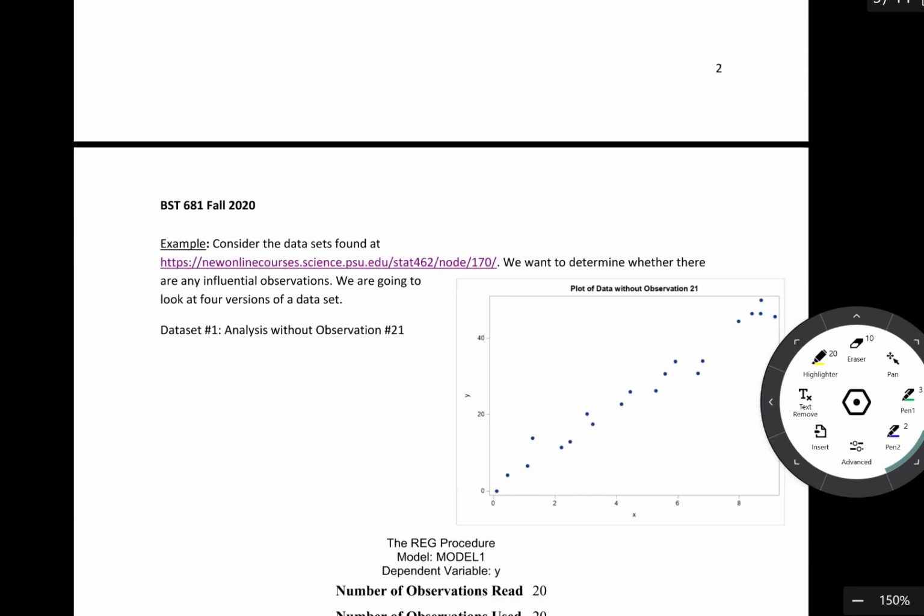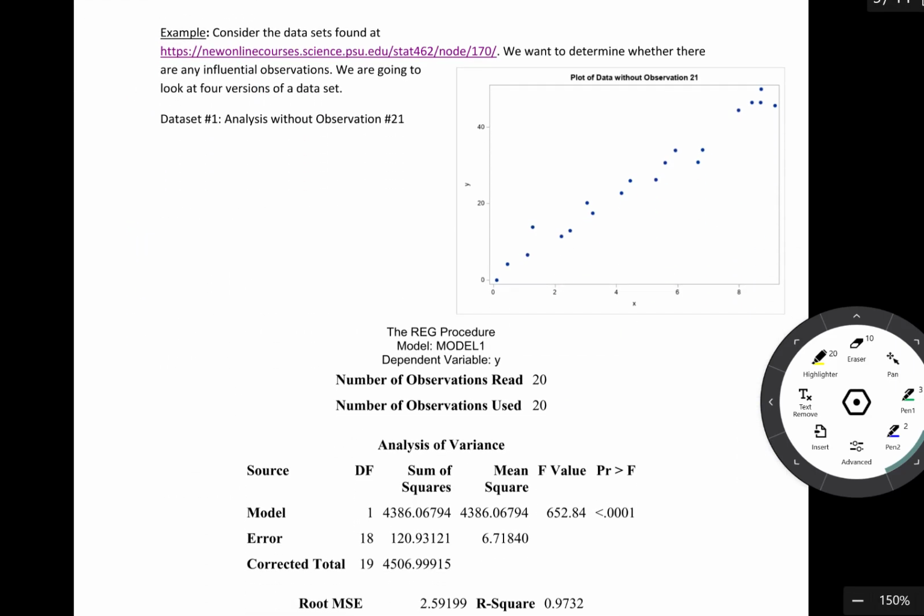Alright, now that you've read those, we're going to look at an example. What we're going to do is start out with a data set that has 20 points in it. Then we're going to systematically add in a 21st data point, and see what happens to the regression model based on: does that point have high leverage? Is it an outlier? Those types of things.